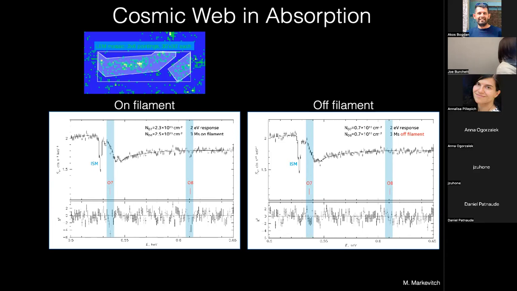And the same exercise, the second figure, shows what we will see if we are off the filament. And you clearly do not see these absorption features.